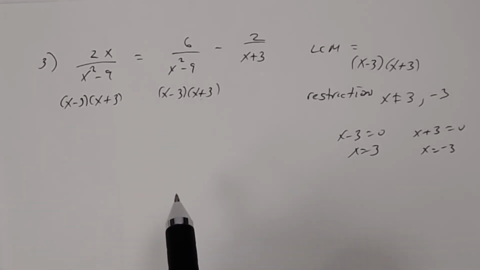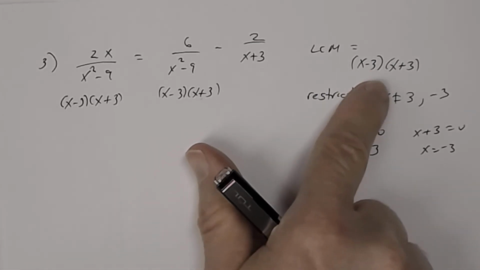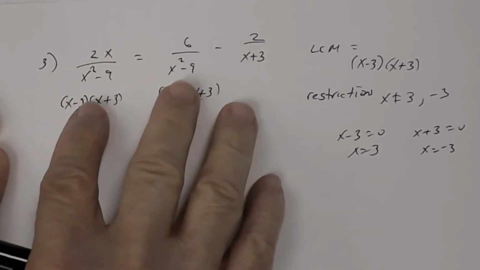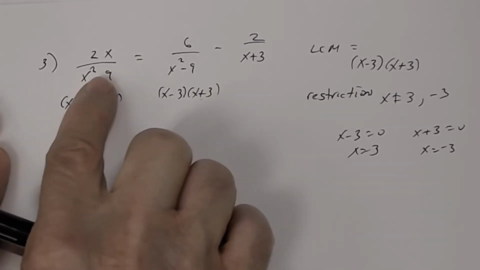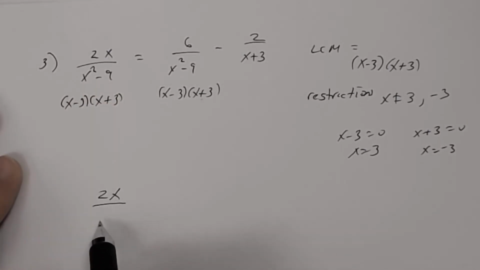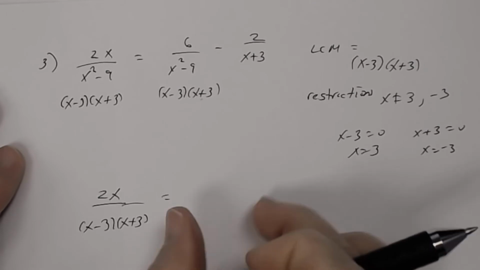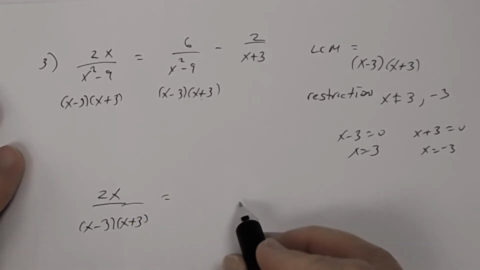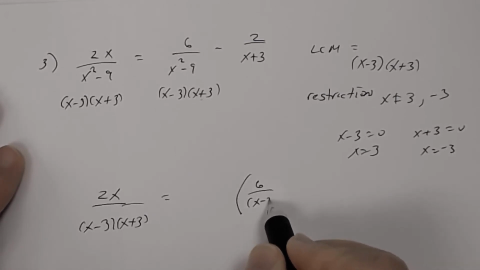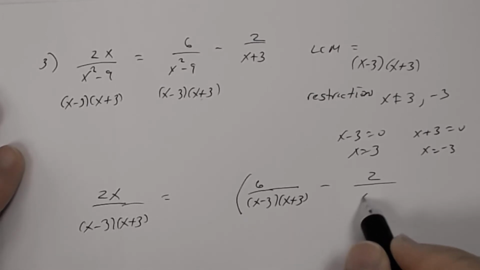Okay, now the next step, remember, is to take your rational equation and multiply both sides by the least common multiple. Now, remember, when you rewrite the rational equation, make sure you use the factored form. Don't use this. Use the factored form. So in other words, when I rewrite this, I'm going to use x minus 3 times x plus 3 instead. Okay? Equal, and I'll leave some space because I do have two rational expressions here. I'm going to put that in parentheses. 6 divided by x minus 3 times x plus 3 minus 2 divided by x plus 3.